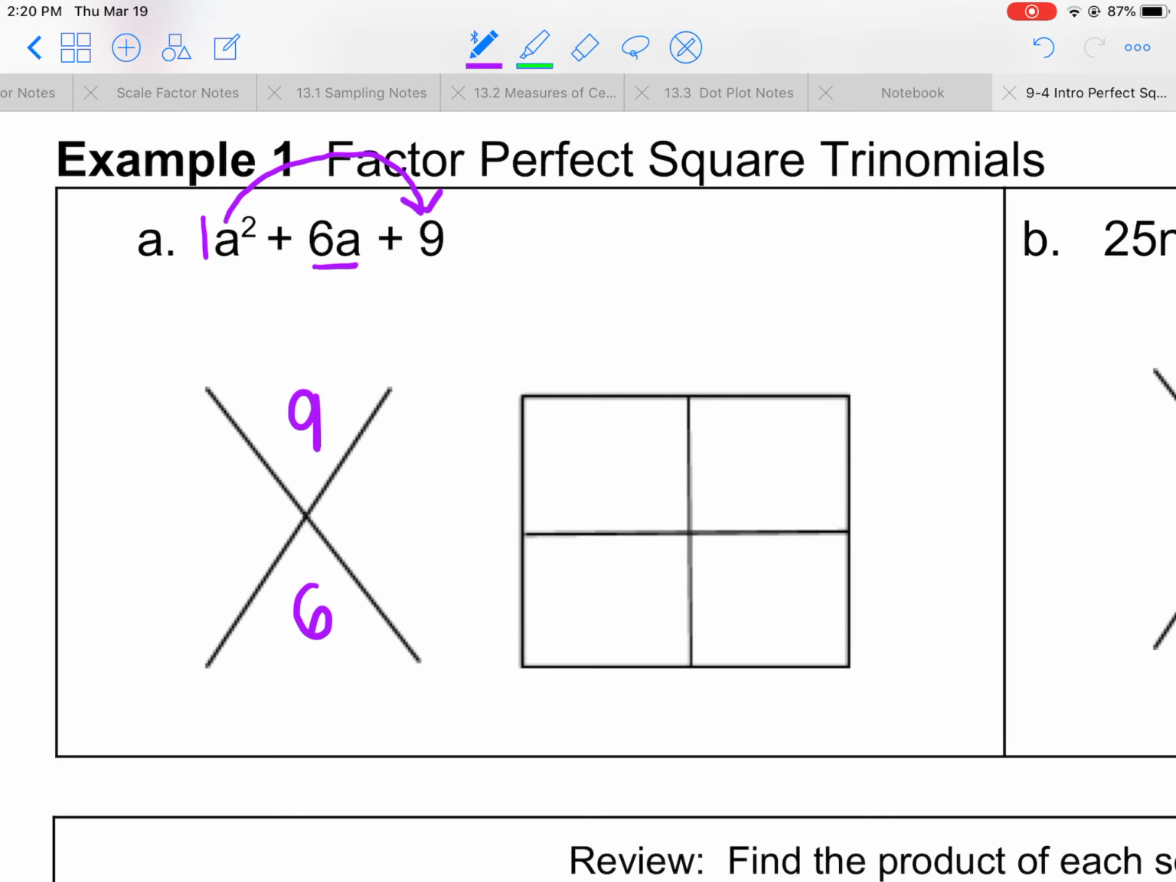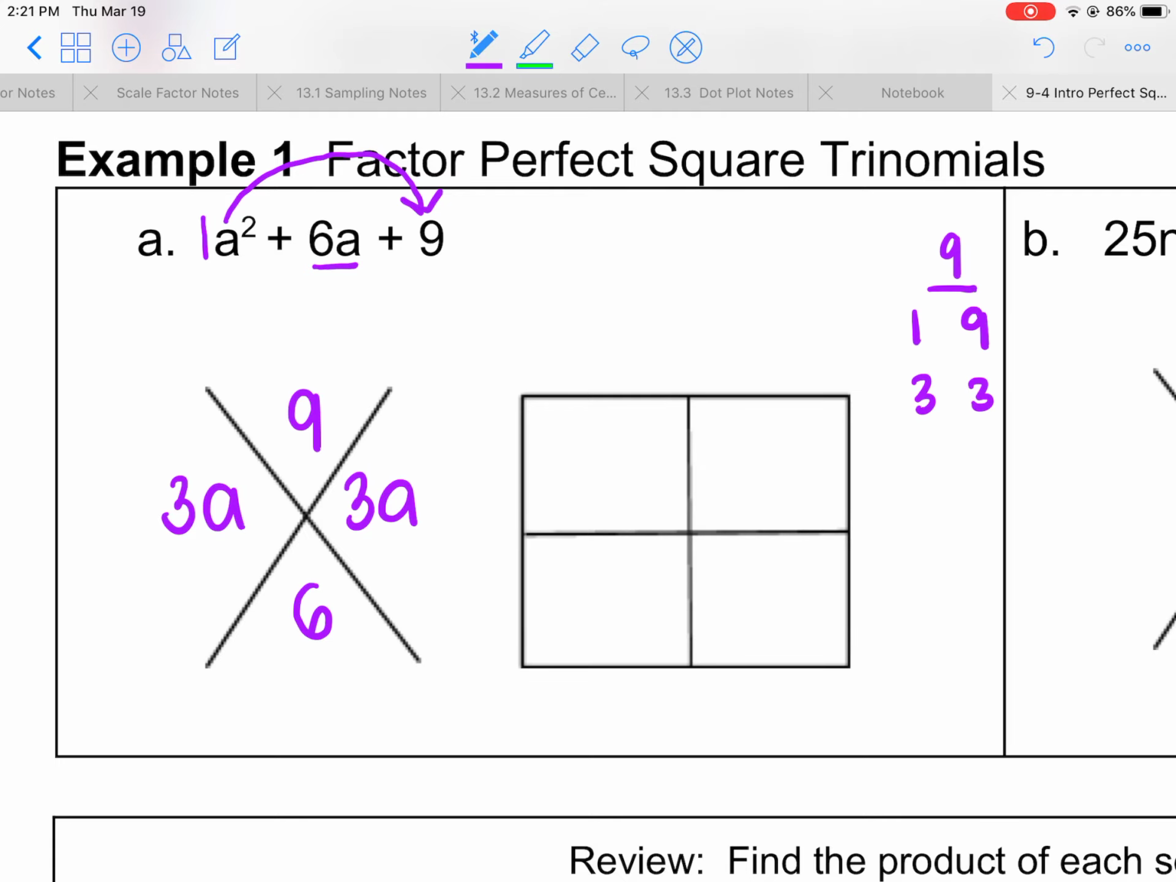After I've done that, I'm going to list out all of the factors of 9. I have 1 and 9 and 3 and 3. What I'm trying to find here is two factors that can add up to my middle term. So 1 plus 9 is 10 and 3 plus 3 is 6. So we're going to do 3a over here on the left and 3a on the right. Notice for my left and right spots on my x, I have included the variable.